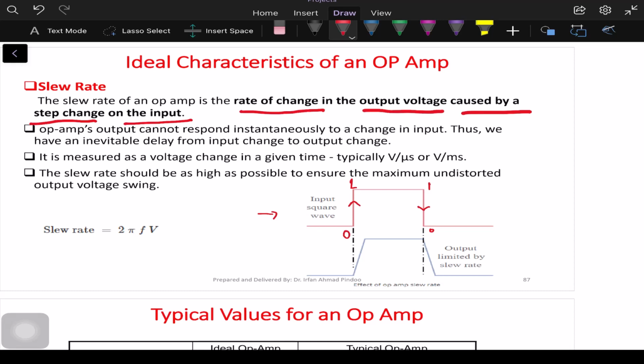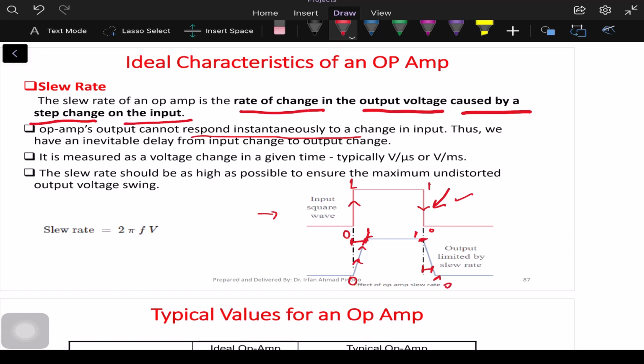You can see here the output cannot respond instantaneously, as it is very logical, because we have logic gates and transistors over there, so they will have certain delays. Due to that, as you can see in the second diagram, when we are moving from 0 to 1 it goes a bit slowly, taking some time; there is a delay of this much. Similarly, when the input moves from 1 to 0 abruptly at the top, at the bottom the output has a delay of certain time to reach from 1 to 0. So this delay is basically defined in terms of the slew rate.